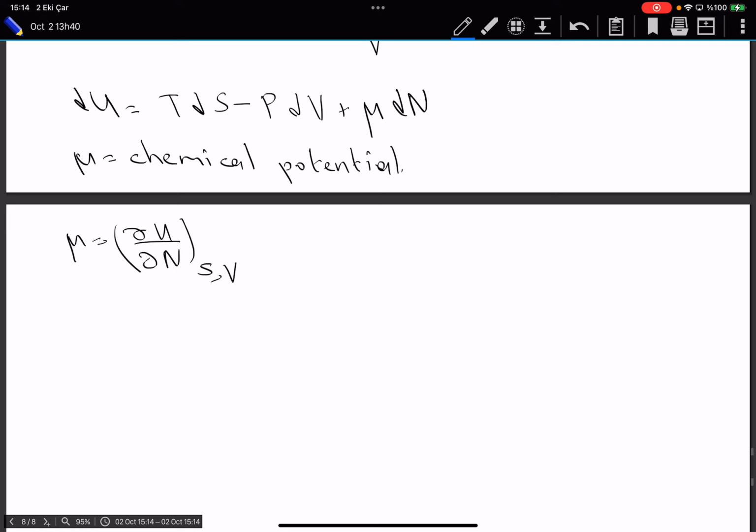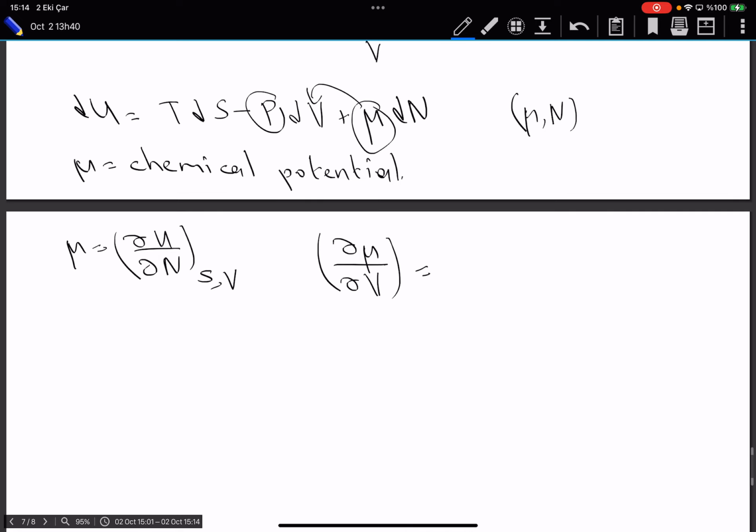And, well, you can still derive many Maxwell relations involving the chemical potential. For example, mu and N is another conjugate pair. The derivative of the chemical potential with respect to volume will be equal to the derivative of P, with the minus sign, with respect to N, all the other variables being constant. So this is S and N. This is S and V. And well, you can work out all the other Maxwell relations.